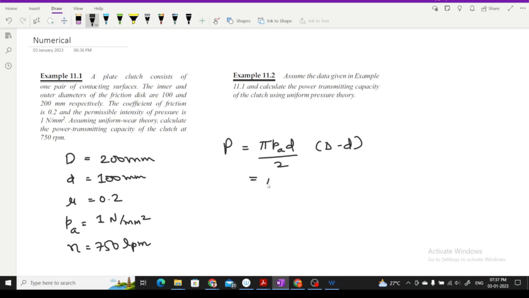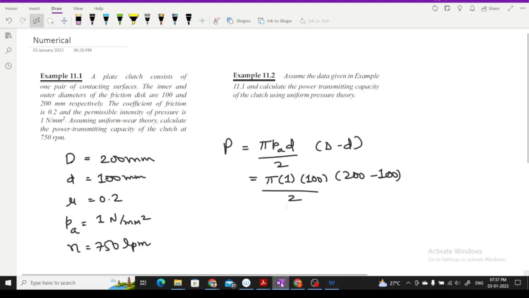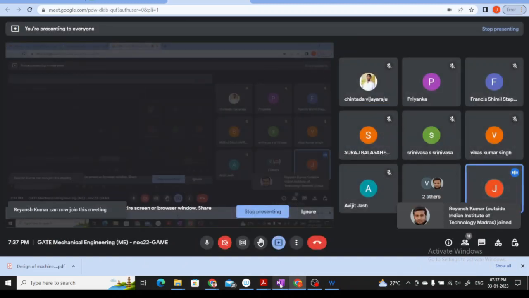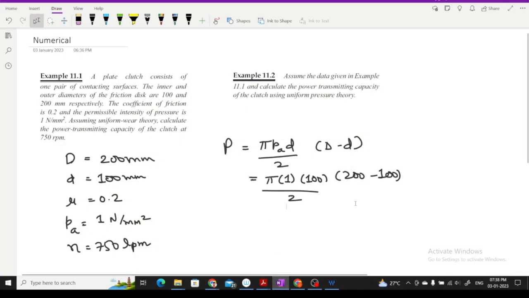You have all the data with you, right? PA is given as 1, small d is 100, capital D is 200. So this will give you the axial force. What will be your answer here? 18.5 kilowatt. No. Can anyone else answer this question?